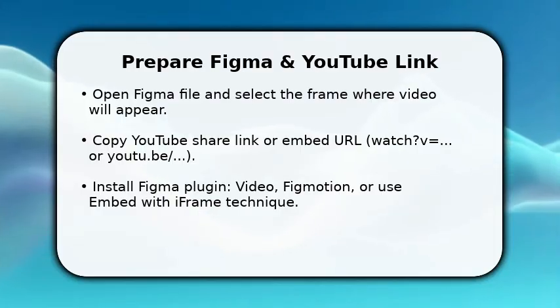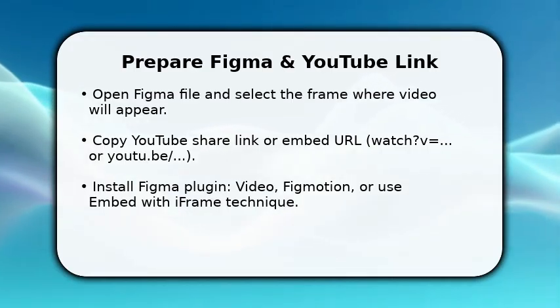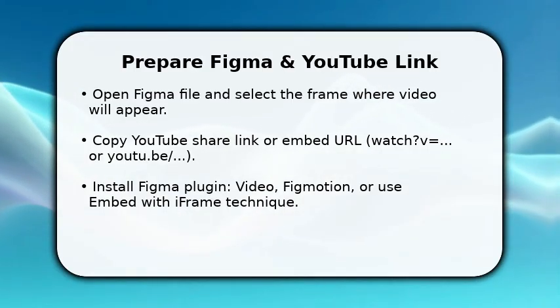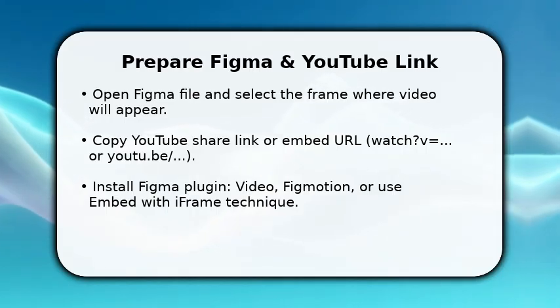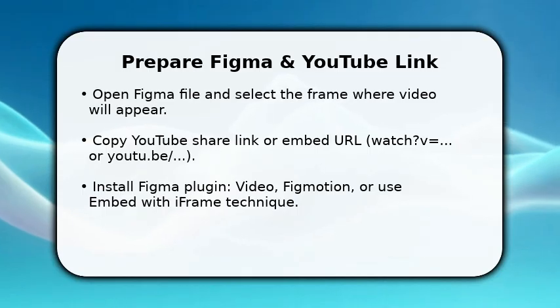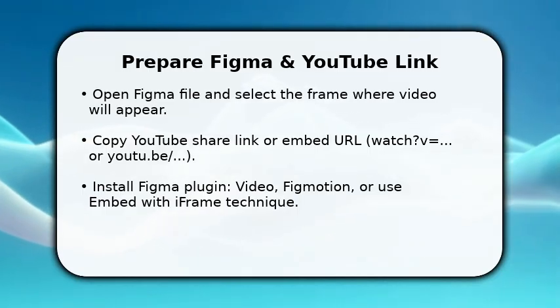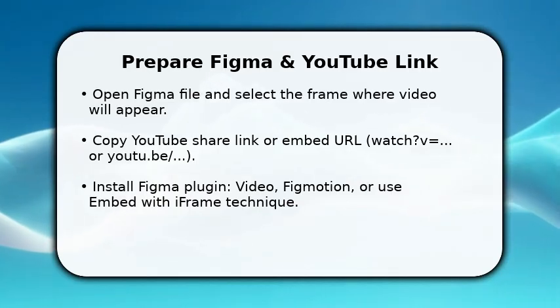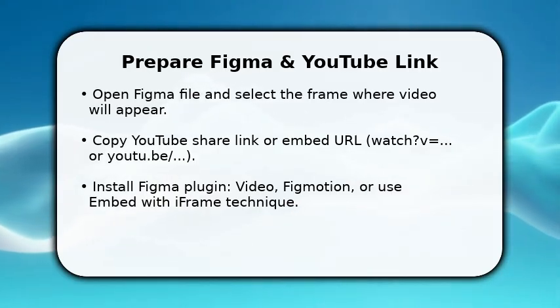You start by opening your Figma project and picking the exact frame for the video. You should copy the YouTube share or full embed link now so it's ready. Next, install a Figma plugin that supports video embeds. Video or Figmotion are common choices. Once done, run the plugin and choose the frame. This first move connects Figma to the online source.